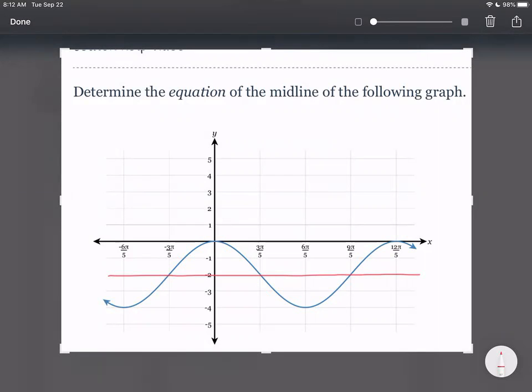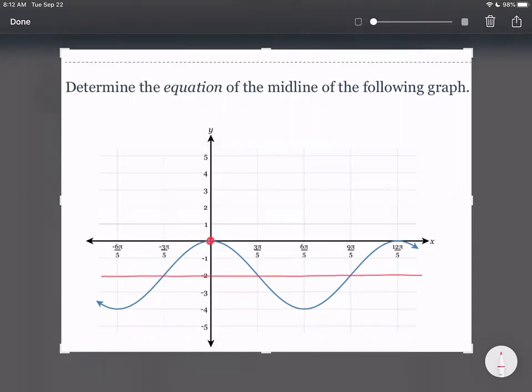So another way you can do it is to take the y value of your top and bottom. So let's take those y values. This has a y value of 0. This one has a y value of, let's take a look, -4. So you can take those two y values.